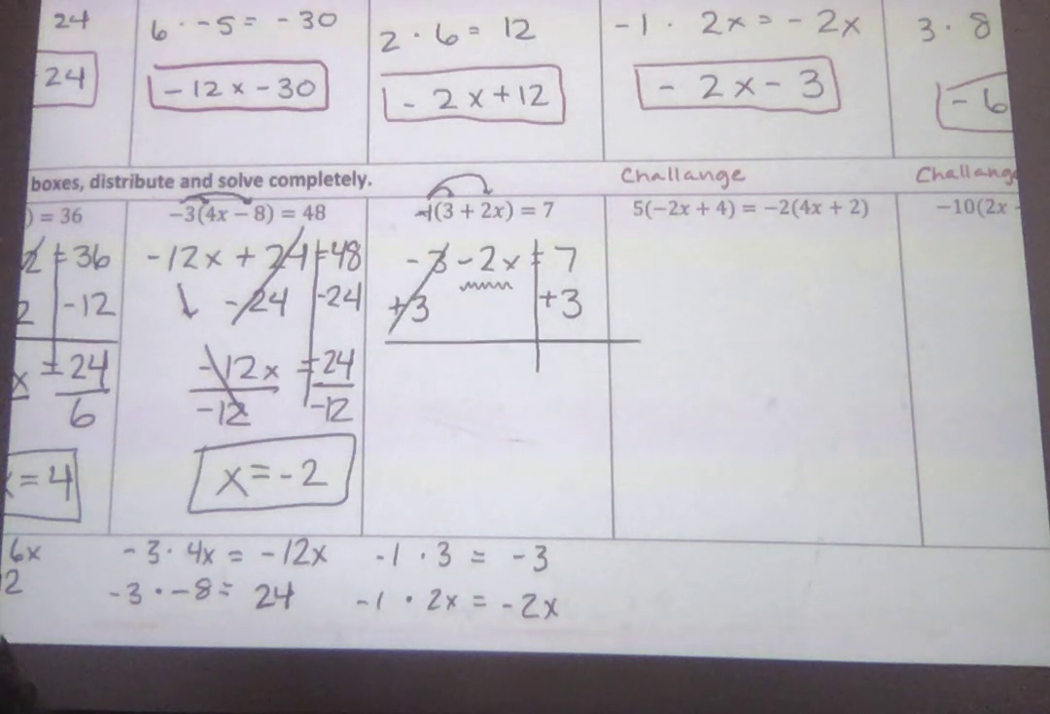I did something wrong here. Did you move the 7? Because when I put it like that, I got plus 22. That's all right. So we're going to add 3 to both sides. We didn't do anything with that negative 2x yet, so I brought it straight down. And then we have 7 plus 3, which should be 10. So you have negative 2x equals 10.